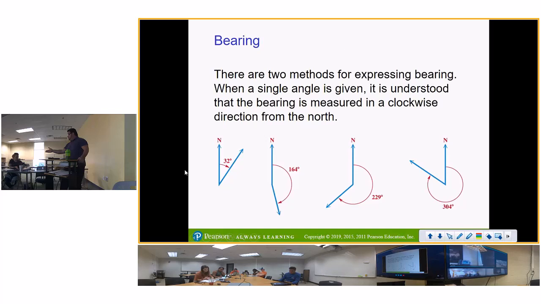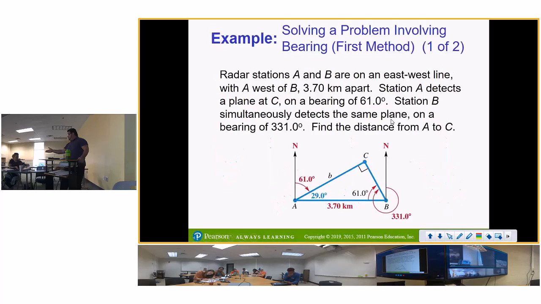Okay, so 32 degrees, that's in the first quadrant. 164 degrees is technically the second quadrant. That's in the third quadrant, that's in the fourth quadrant. But I don't want to mess y'all up by saying the quadrants. If you go in the real world, it's the opposite. A bearing is always off of north or south, depending on your context. With navigation, especially land navigation, it can be off of north or south. But in these questions, it's going to be off of north.